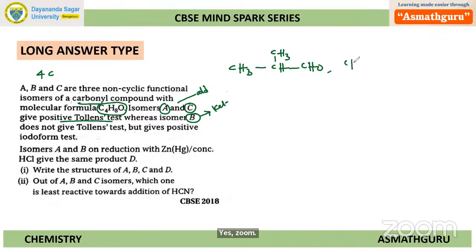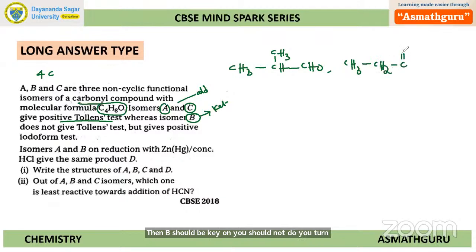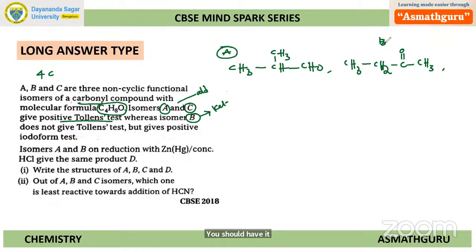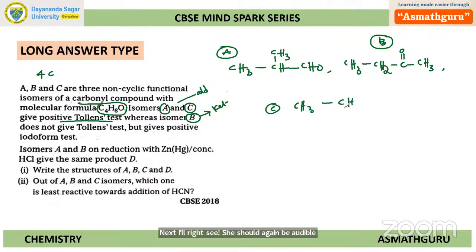Then B should be ketone. It should not give the Tollens reagent test. CH3CH2COCH3. See whether it matches with that one. You should have 8 hydrogen atoms. Is there? Next, I will write C. C should again be aldehyde. CH3CH(CH3)CHO. Is 8 hydrogen atoms there? Yes, sir, 8 is there.